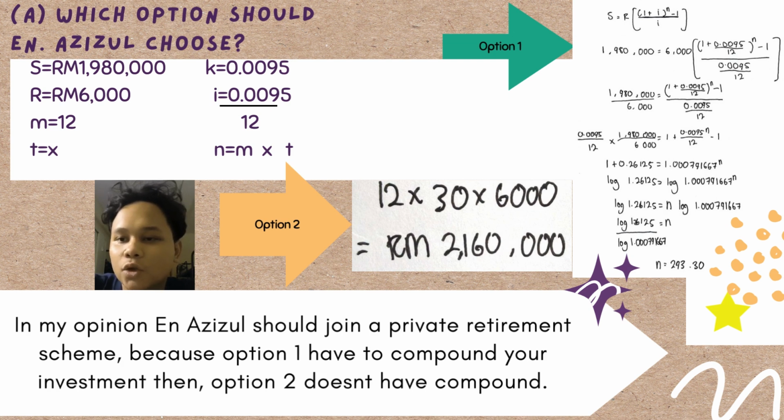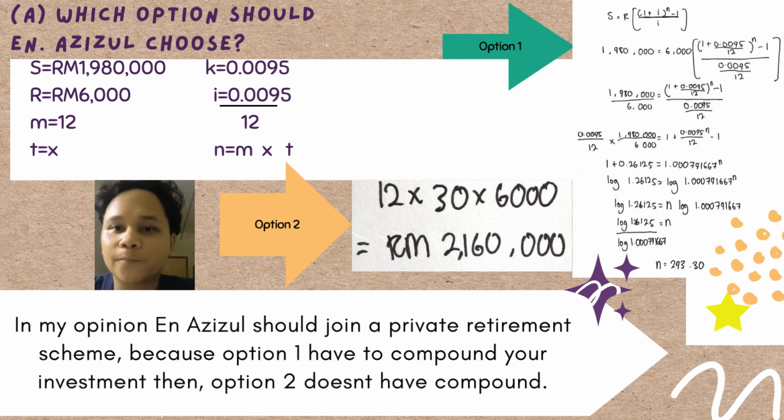Option number 2, join a private retirement scheme where under the scheme he will get RM6,000 every month for 30 years. Then we must compare which option is suitable for Encik Azizul. The formula that we could use is future value. S is future value, M is interest calculated in a year, I is the interest rate for each interest period, N is the number of times the interest is calculated during the investment period, R is periodic payment, and K is annual nominal rate.